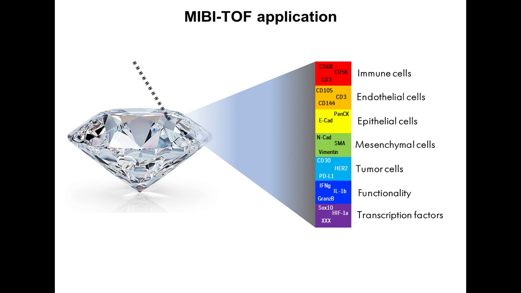And what type of information are we able to extrapolate? Using this method, we are able to extrapolate from a single biopsy not only information for 42 targets analyzed simultaneously, but also their localization and spatial arrangement around and within the tumor microenvironment.